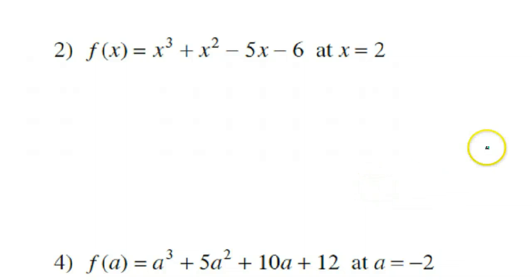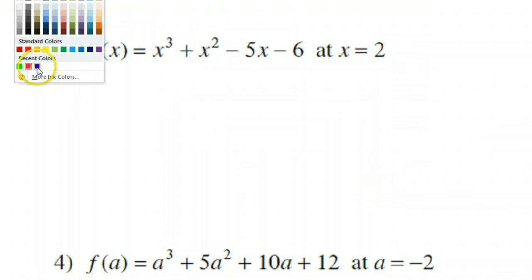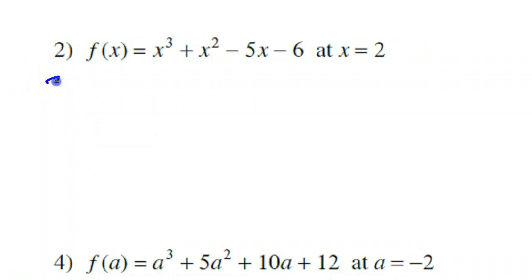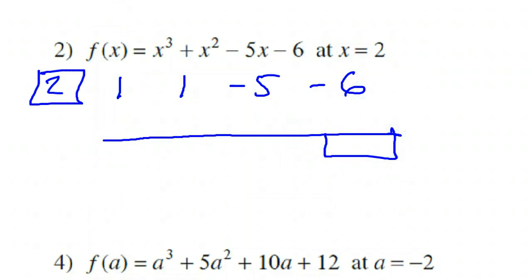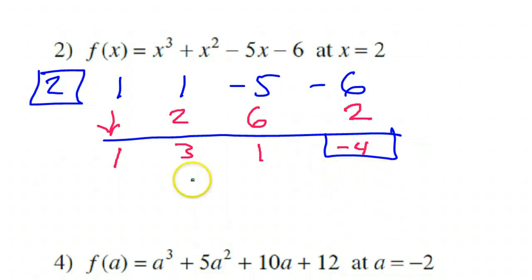Now, there are many problems in this lesson, so I'm going to work as fast as I can. So we've got the 2 and the coefficients. Nothing's missing: 1, 1, negative 5, negative 6. Bring down the 1, multiply, add, multiply, add, multiply, and add. So f at 2 equals negative 4.